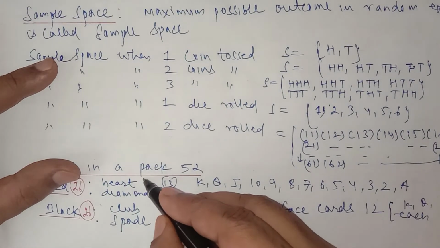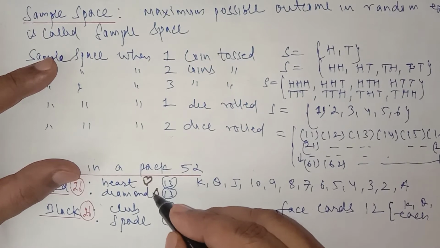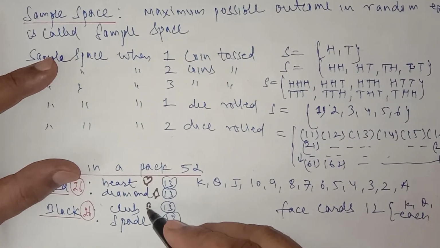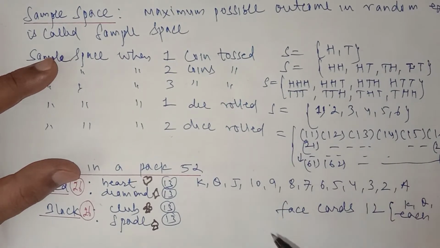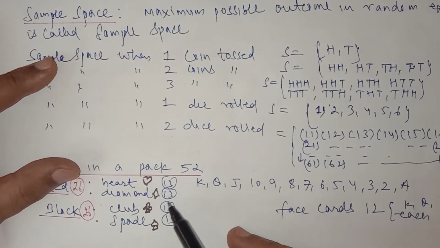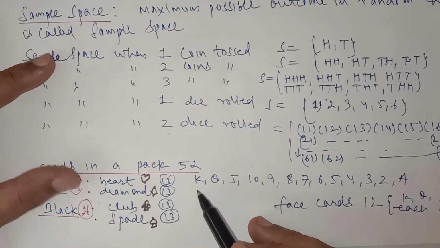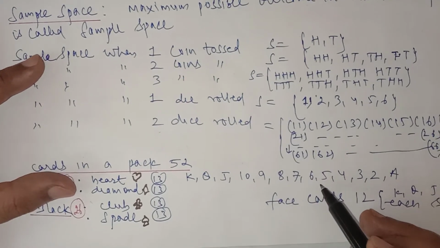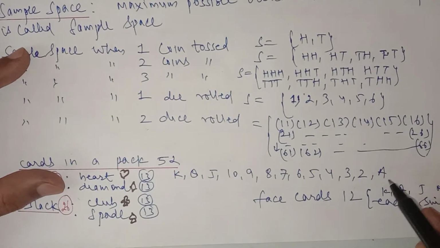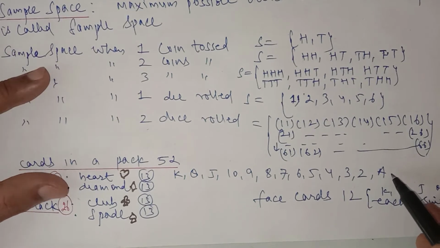Heart is like this, you know it. Diamond is like this. Club, you know it. And spade like this. So these are four suits containing 13 cards in each, and those 13 cards are king, queen, jack, 10, 9, 8, 7, 6, 5, 4, 3, 2, ace, not one, it is ace.